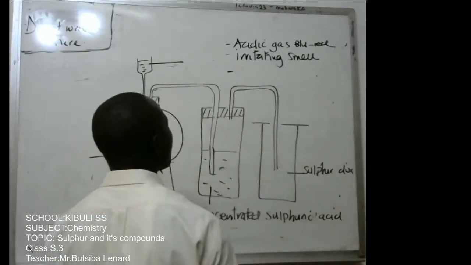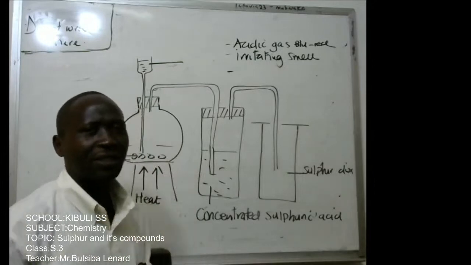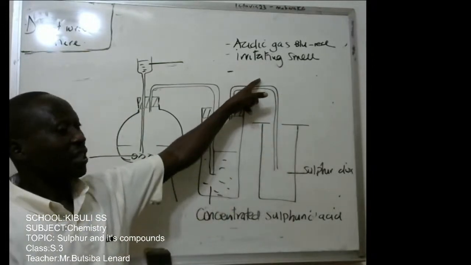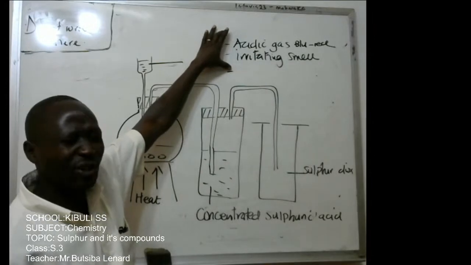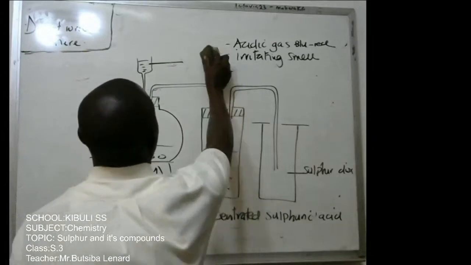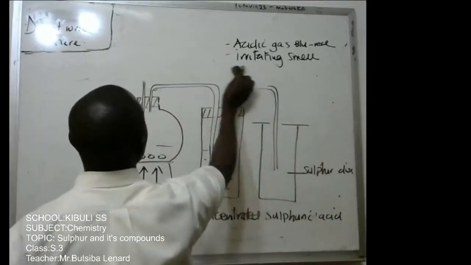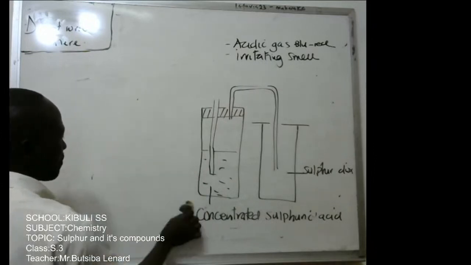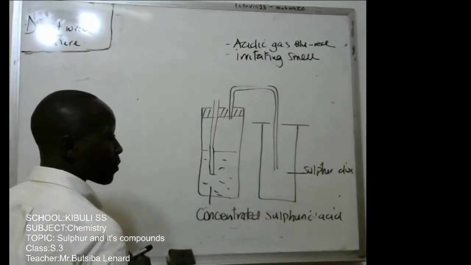We now go in. These are the two major physical properties: blue litmus paper turns red, and an irritating smell. So you need this in an inorganic practical, qualitative analysis. Now we shall go for how you tell that the gas is sulfur dioxide. Chemical test for sulfur dioxide.